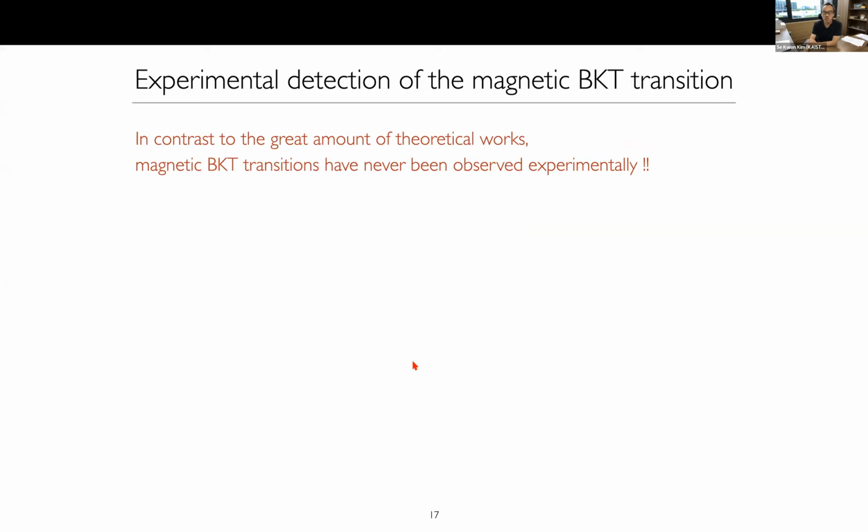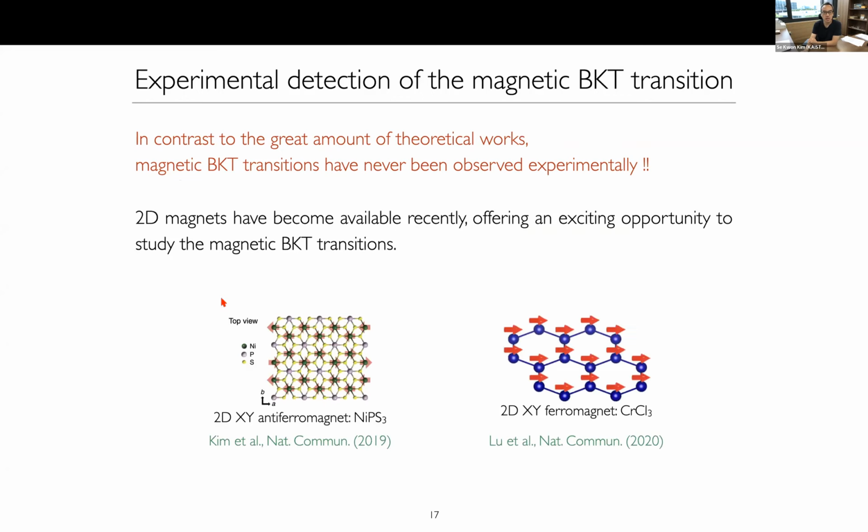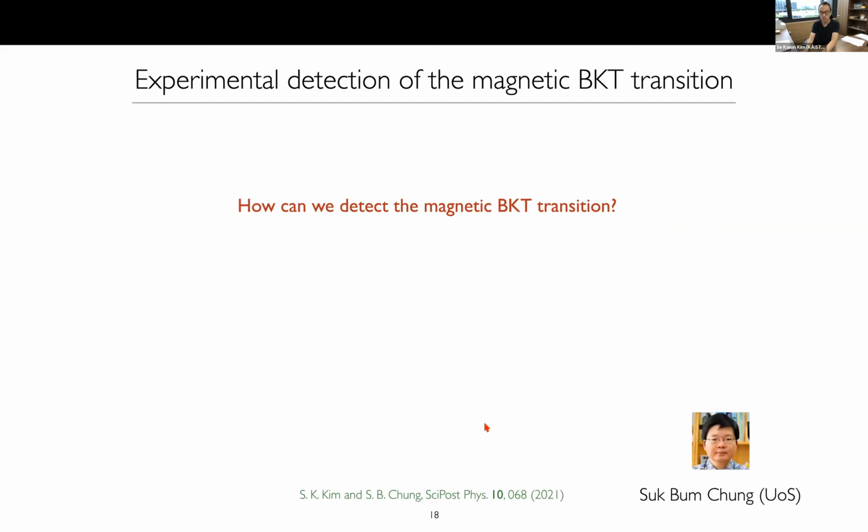So how about magnetic BKT transition? Superconducting BKT transition has been theoretically studied and experimentally observed. However, magnetic BKT transition has never been observed experimentally. That's because there was no two-dimensional XY magnet before. But since 2017, we have a variety of two-dimensional magnets, so we can now study BKT transition with these two-dimensional XY magnets.